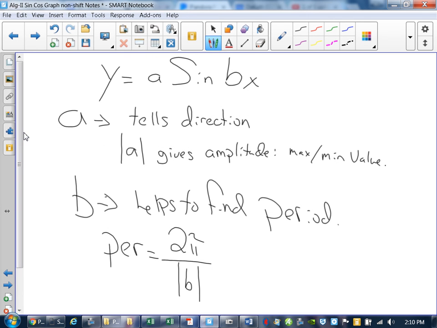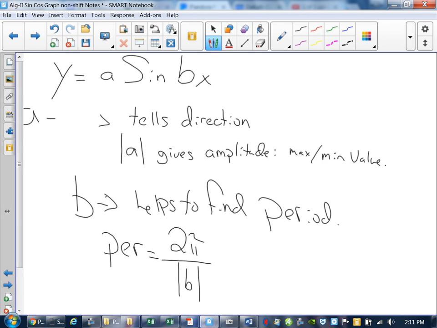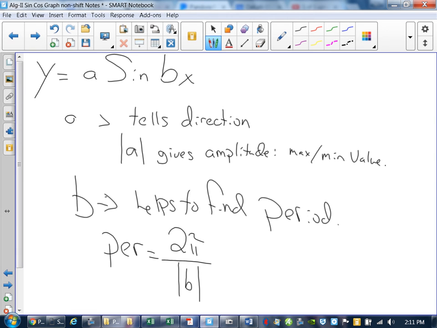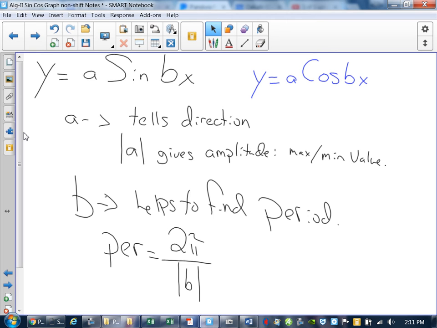Now, these rules also follow the same thing for the cosine. These rules also occur the exact same way for cosine. The only difference is where cosine starts versus sine.